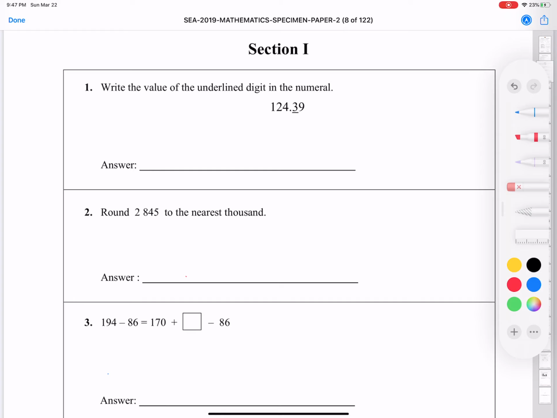Specimen paper 2, section 1, number 1. Write the value of the underlying digit. The underlying digit is 3. Let's place our place value matrix.